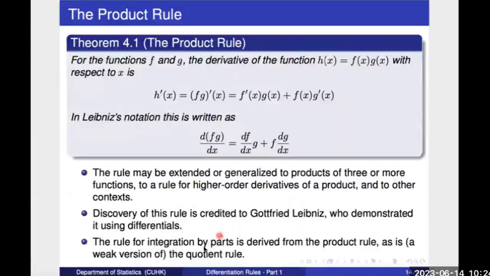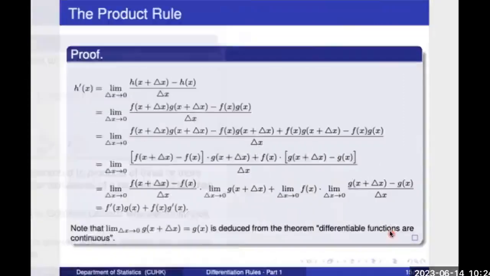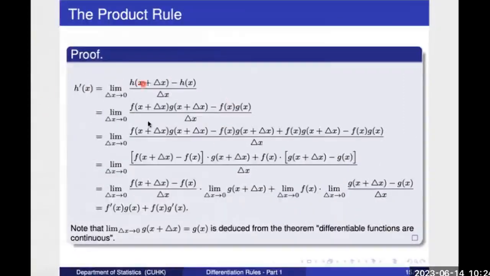The rule for integration by parts is derived from the product rule, as is a weak version of the quotient rule. The proof involves applying the definition of a derivative to h of x, rearranging terms, and using the fact that differentiable functions are continuous. Note that the limit as delta x approaches 0 of g of x plus delta x equals g of x is deduced from the theorem differentiable functions are continuous.